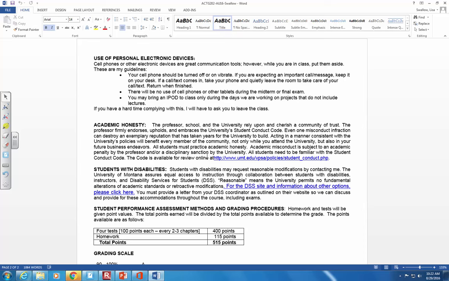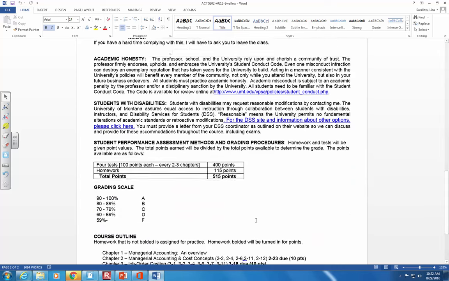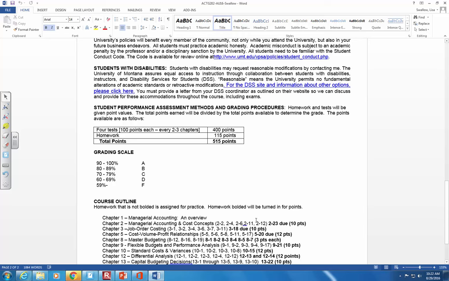Students with disabilities: if you have anything going on, whether or not you've been to DSS, make sure to come and see me. I will do everything I can to accommodate you. I probably will send you to DSS first because we need to get some documentation. You need extra testing time, to test by yourself, or somebody to take notes for you. You're hearing impaired. Whatever the issue is, please let us know.